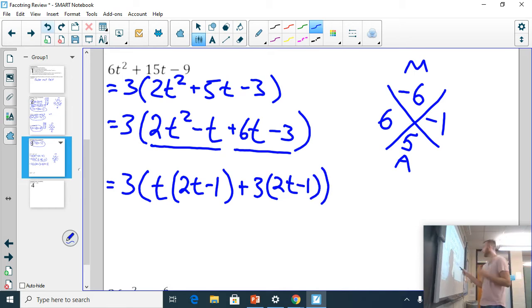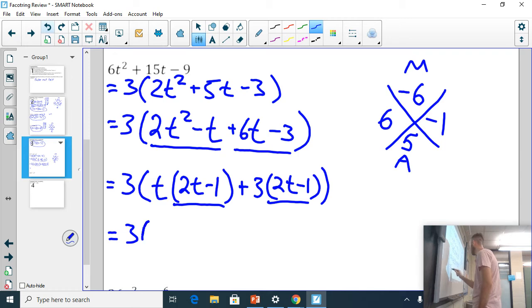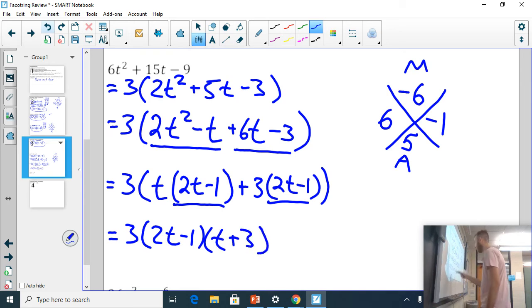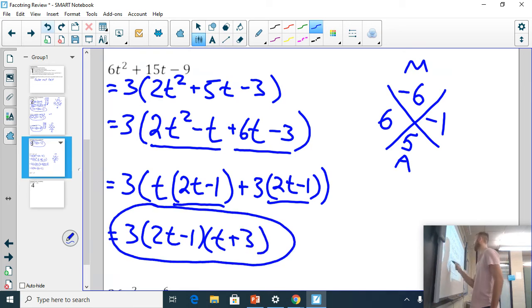So now essentially we could factor out this 2t minus 1 and we'll be left with what's over. We have to keep that 3 out front, and then we could factor out that 2t minus 1. And then we'd be left over with t plus 3. And that would be our final answer.